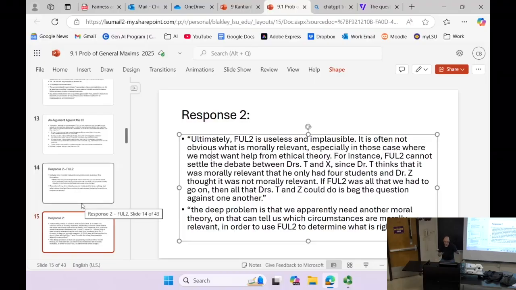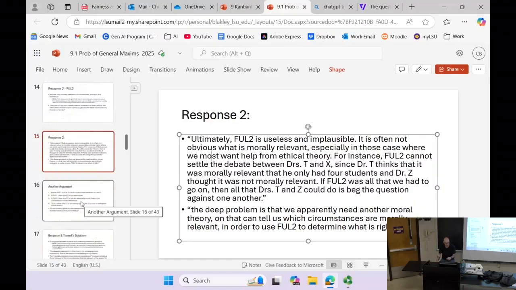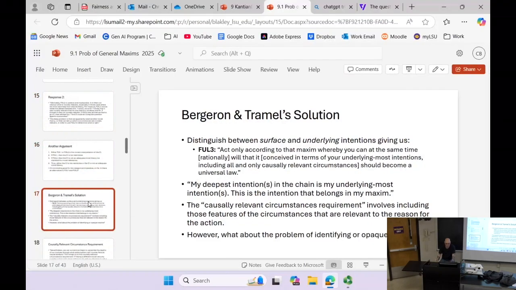So the theory on its own is not adequate. We need an additional theory of moral relevance, right? So again, it's a deficiency in Kant's argument there. So then they move to their final version of this.